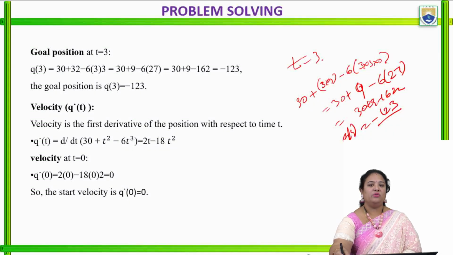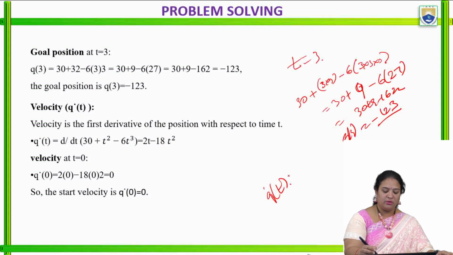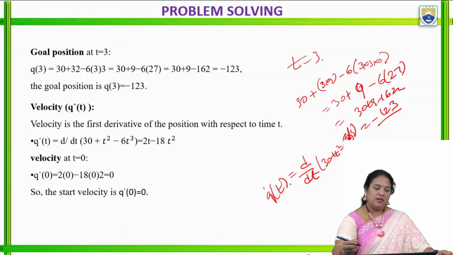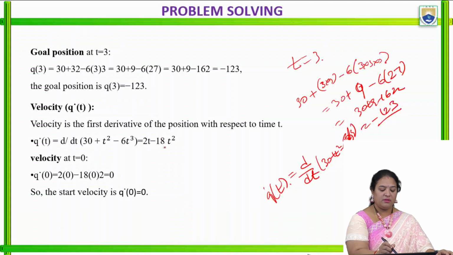Now we need to find out the velocity. How will we determine velocity? It is nothing but q dot of t, right? The velocity will be determined as q dot of t, and the equation to find this is d/dt of 30 + t² - 6t³. So here what we are getting? d/dt of 30 + t² - 6t³ is nothing but 2t - 18t².